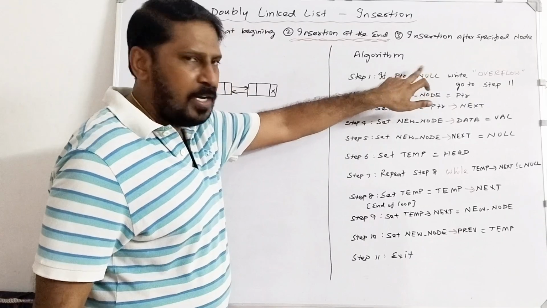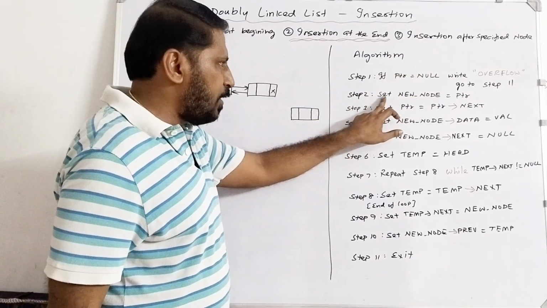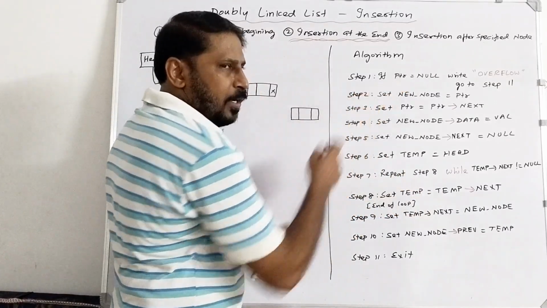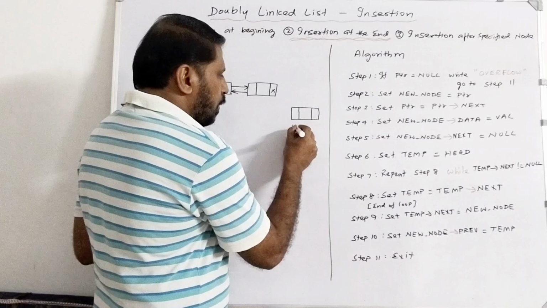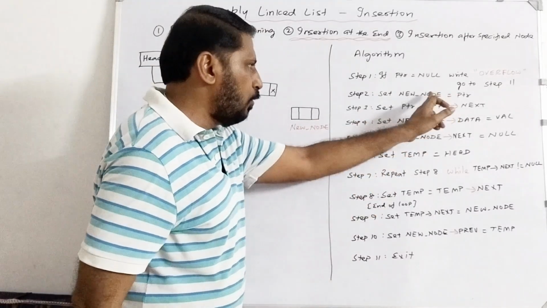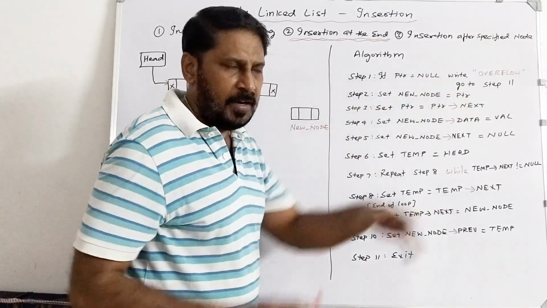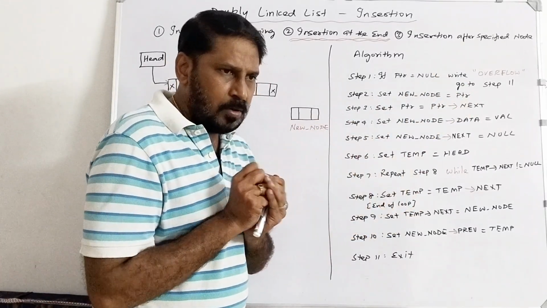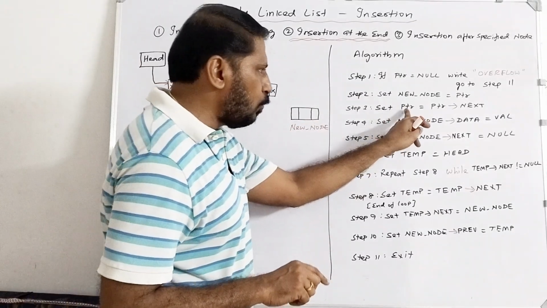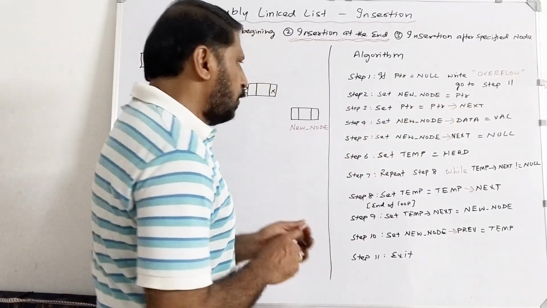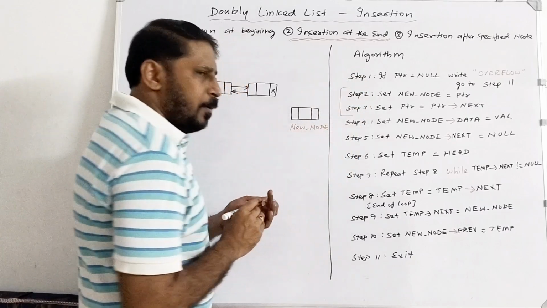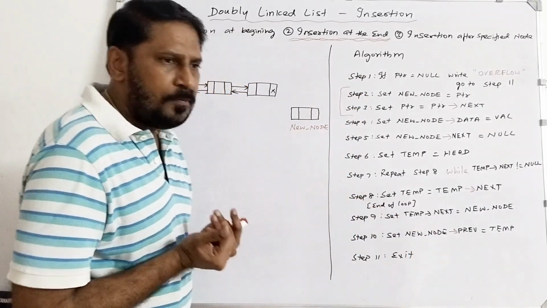Suppose the pointer is not null, then it comes to the second step. Step 2: set new node equal to pointer. We are taking one new node from the pointer, and I am calling that node the new node. Step 3: set pointer equal to pointer next. In a free list, we are taking one node, so the second node is going to be the first node. That's why we are moving the pointer to pointer next. These two executions are taking the node from the free list.